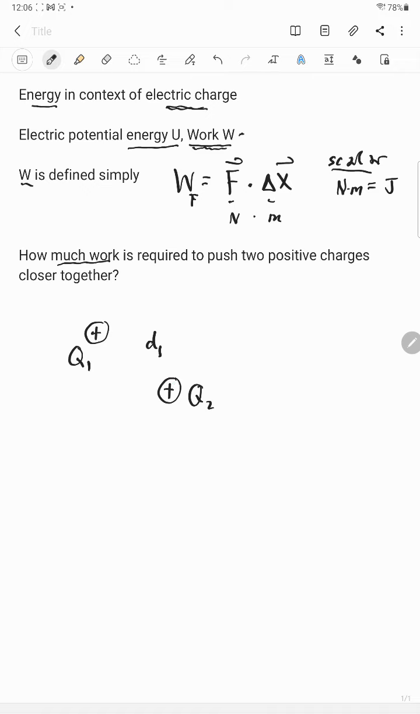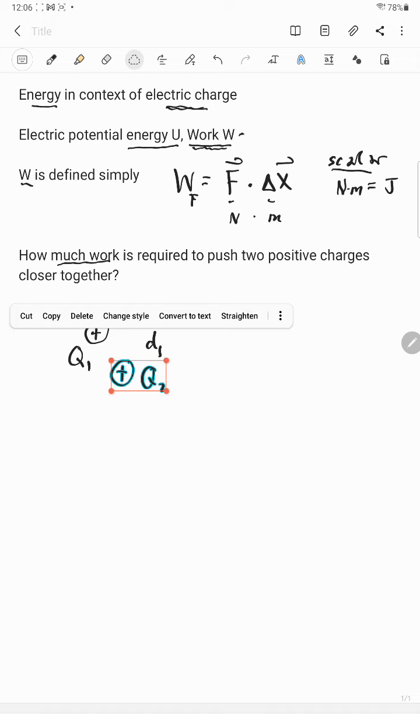And you know that these two things repel each other. So the question is what if I wanted to take Q2, for example? Doesn't really matter which one, or I could do both. And I imagine moving Q2 a little bit closer to some new value of the distance, D2, or maybe D final, or some symbolism. But the point is, how am I going to calculate the work required to do this?